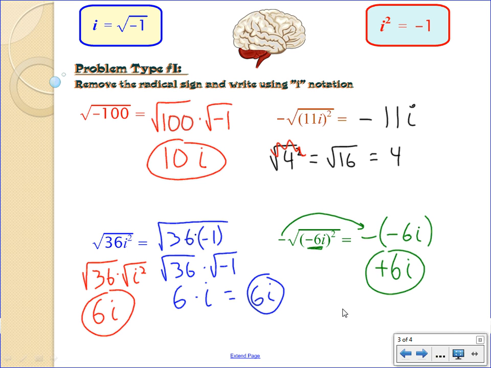Hopefully that made a little bit of sense. Hopefully you could follow some of those processes. And that's what we do for this problem type: removing the radical sign and writing using i notation. Okay? In the next video set we'll talk about the other direction, which is where I'm basically going from answers like this, taking a 6i, or a negative 11i, or a 10i, and going backwards and figuring out what they were as square roots. So that's going to be in the next video.